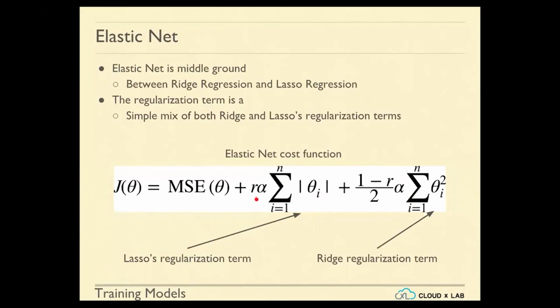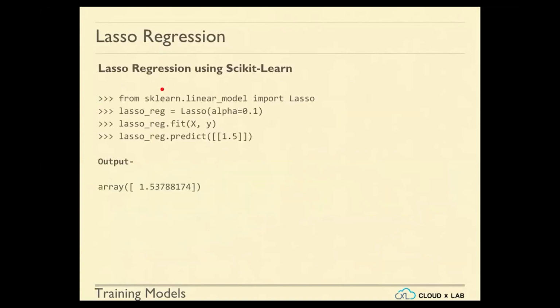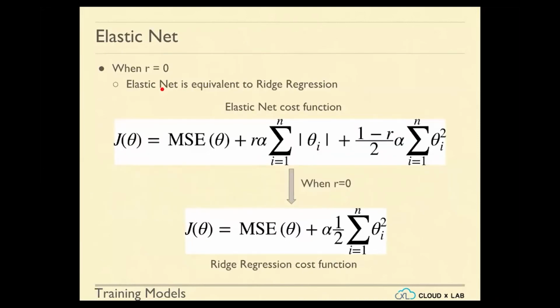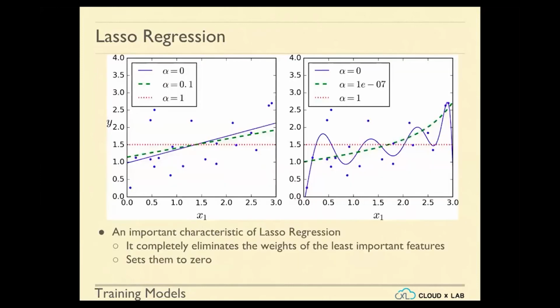And you put in a fraction term, so that if this fraction is 0.5, both will be considered 50-50, and so on. So the combination of the two is elastic net. All right, so that's what regularized regression is.